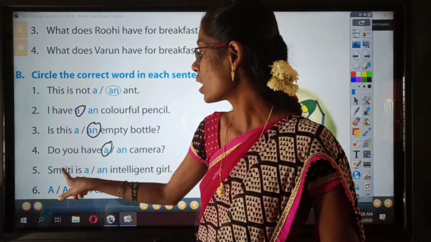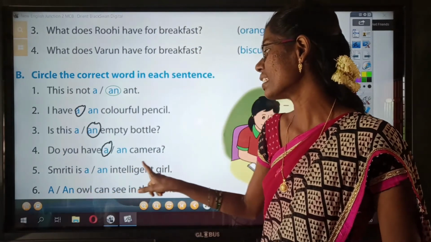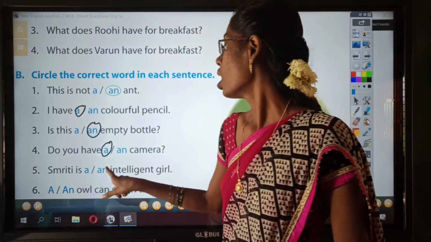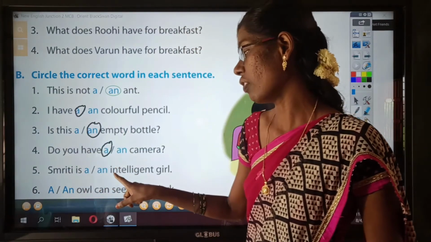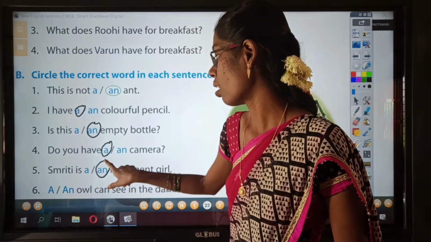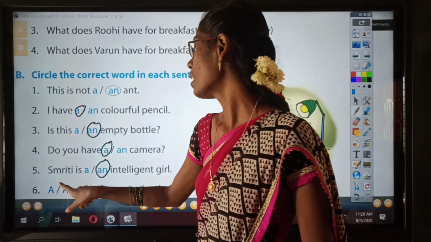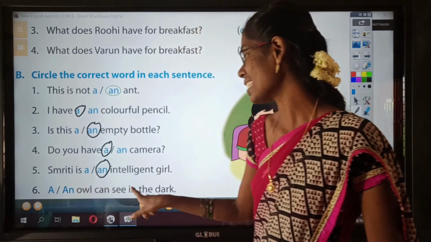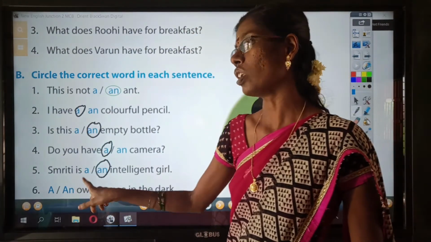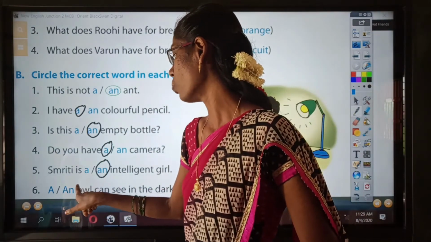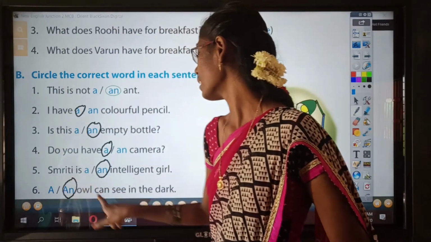Next one, Smriti is a or an intelligent girl. Intelligent is starting with a vowel sound. So what will we use before a vowel? We will use an. Smriti is an intelligent girl. Sixth one, a or an owl can see in the dark. So owl is starting with a vowel sound. So an owl can see in the dark.